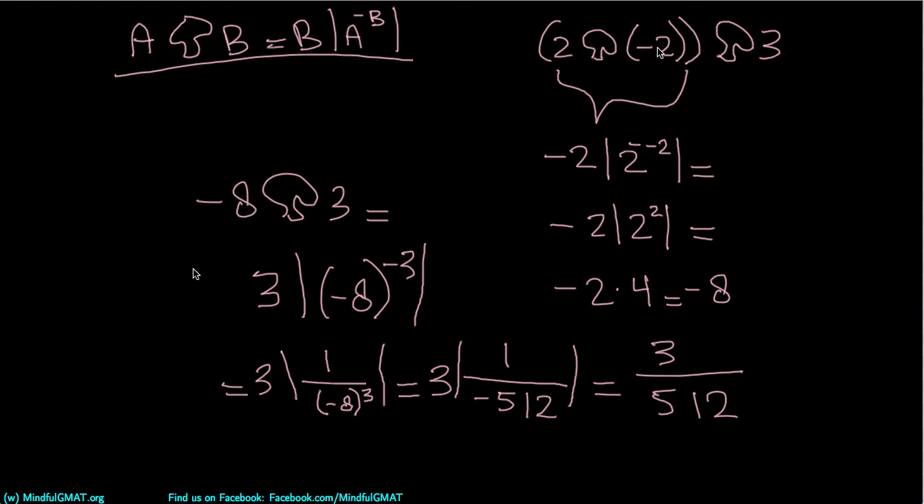So what we basically did in this question is that we applied this definition, this symbolism, twice within this nested formula. And this is what happens a lot on the GMAT. You get a definition in terms of symbols and you have to apply it twice in a nested expression.